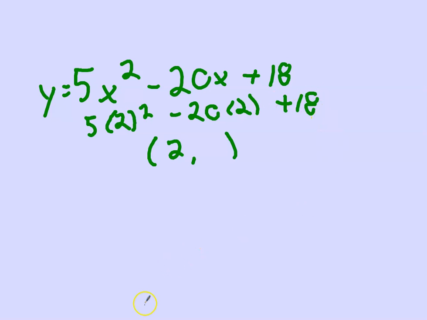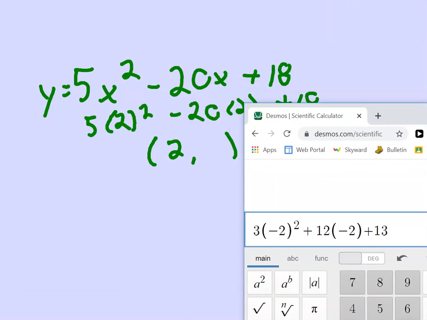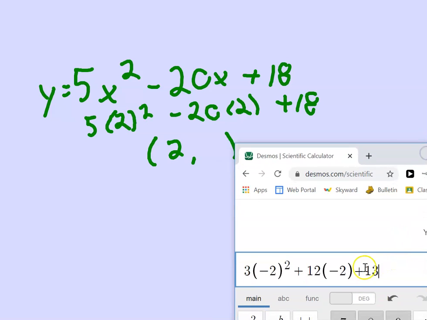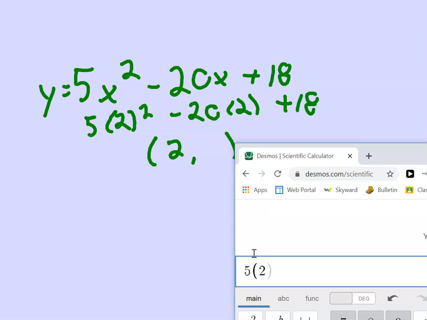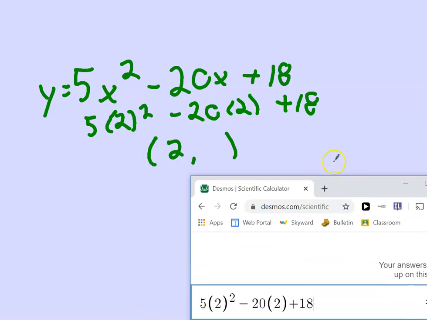And calculate. Okay, so we'll get a calculator here. You're welcome to do this by hand or in some other calculator, but I like to be able to show this here. So 5 times 2 squared minus 20x, so minus 20 times 2, and then plus 18, and we get -2. So let's put a -2 in here.